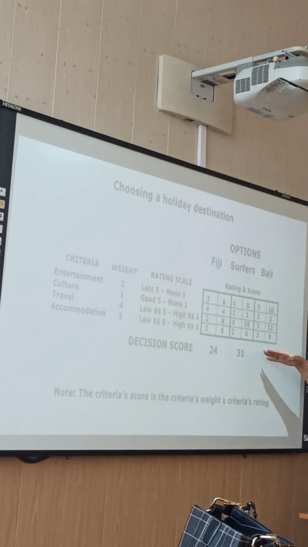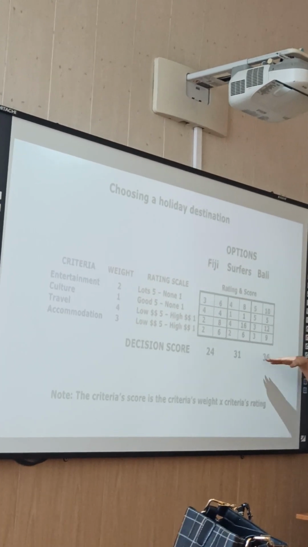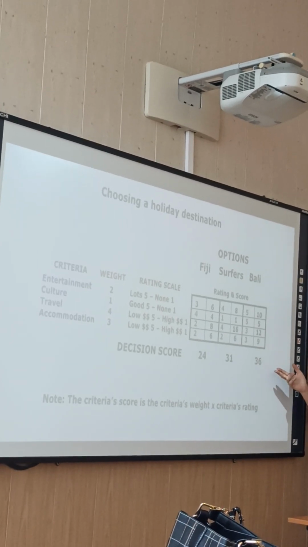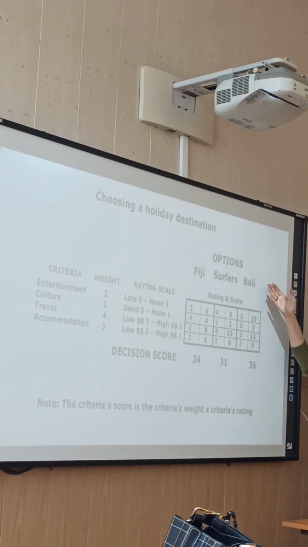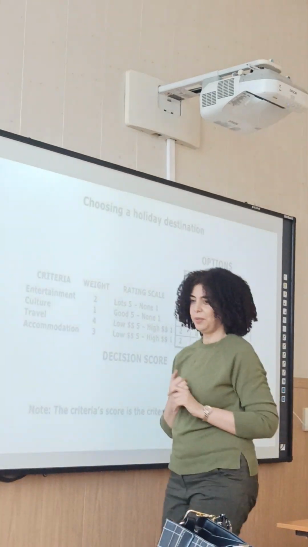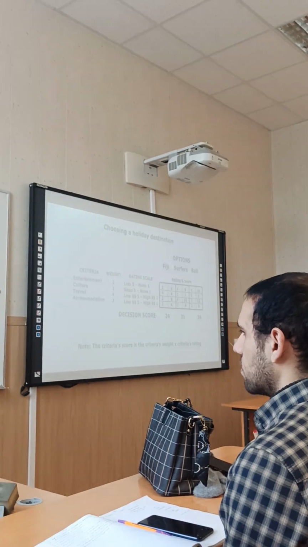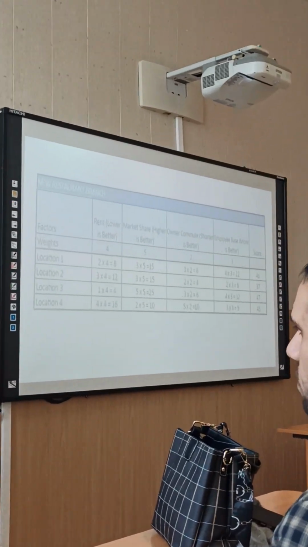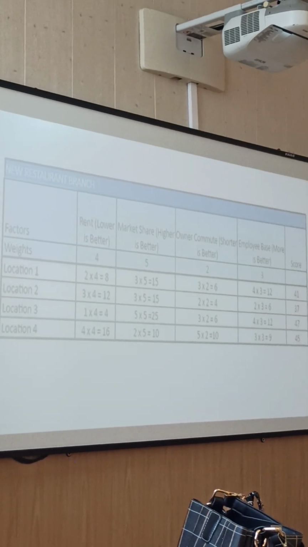And afterwards we total what we got. And finally you can see that the decision score, 36, is the highest. The decision matrix tells them to go to Bali. Okay. Why not? So here are a few other examples of decision matrices. They use the same principle.